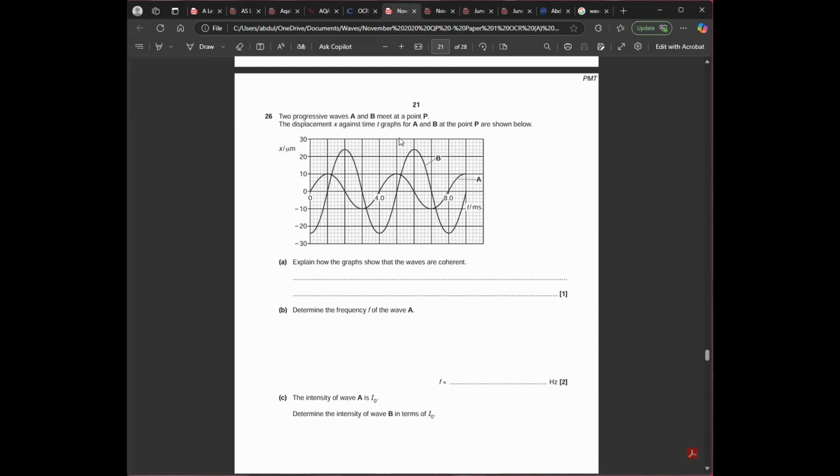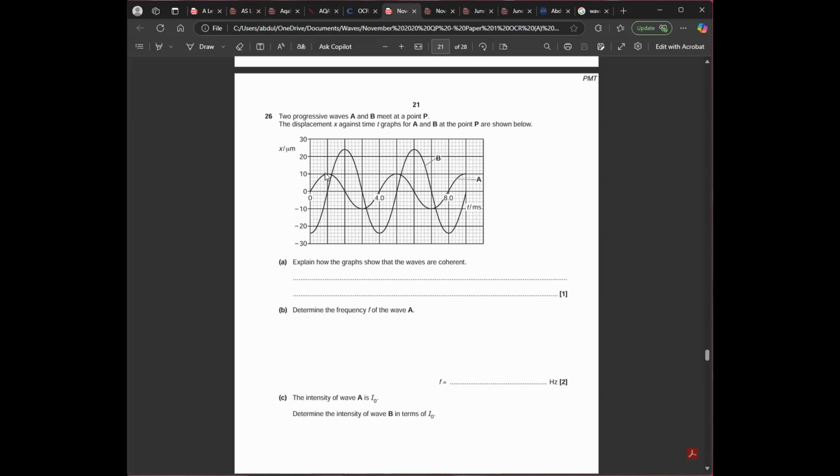The displacement x against time graph for A and B at that point are shown below. Explain how the graph shows the waves are coherent. So if you remember the conditions for coherent waves, they should have the same wavelength, they should have the same frequency. We can't measure the frequency from this directly, right? And the path difference, or phase difference, should be constant.